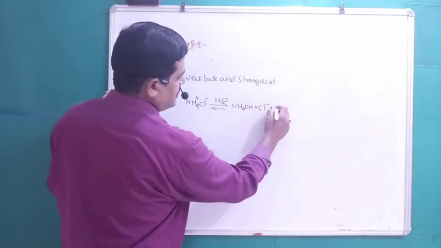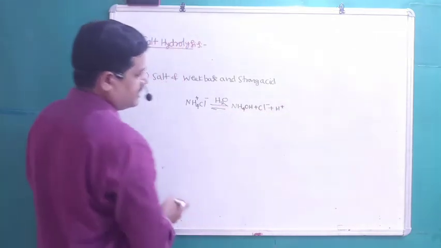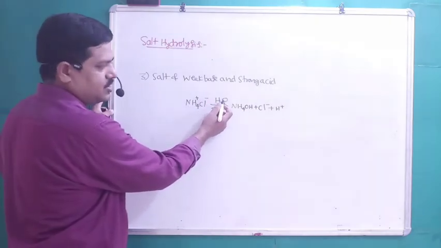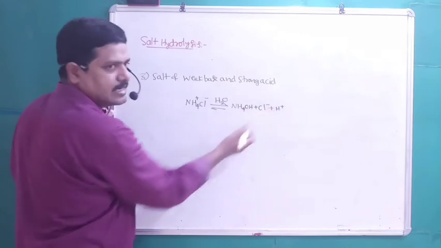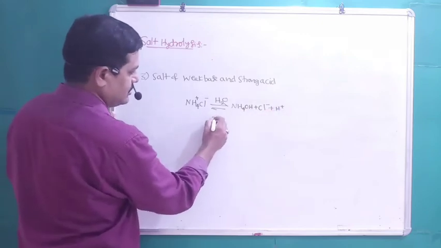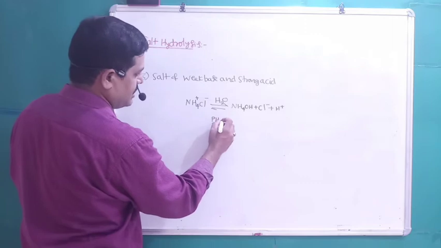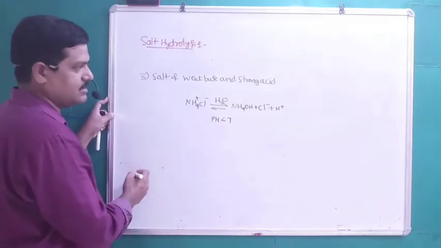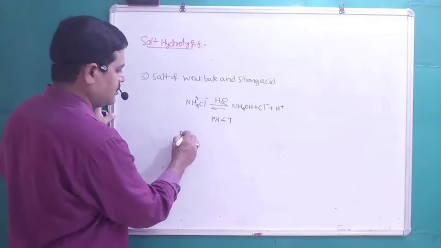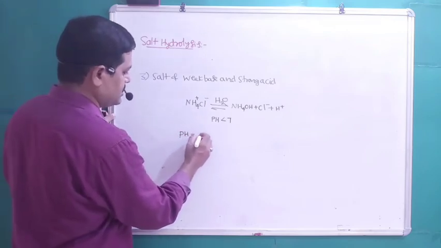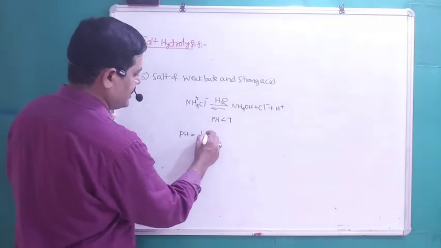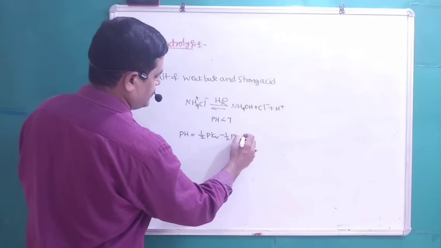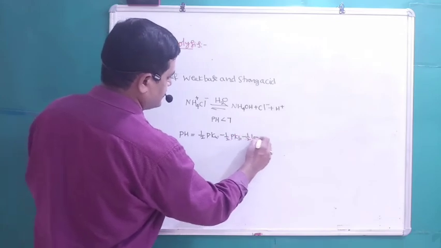Then the concentration of H plus in the solution increases, since NH4 plus takes OH minus from the H2O. So the resultant solution pH is less than 7, and the salt is called an acidic salt. The formula to calculate the pH is pH is equal to half pKw minus half pKb minus half log C.